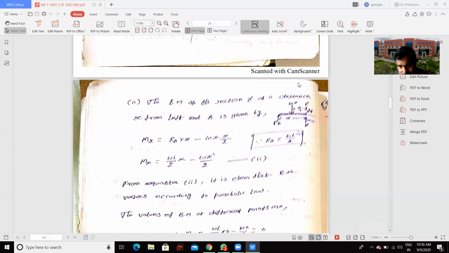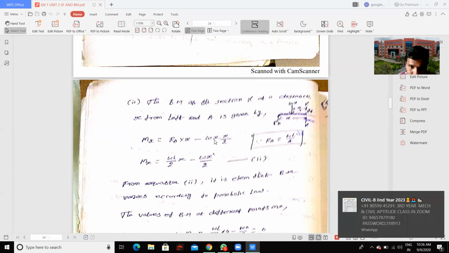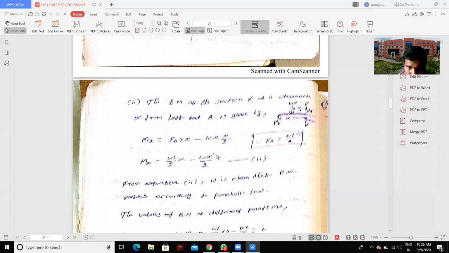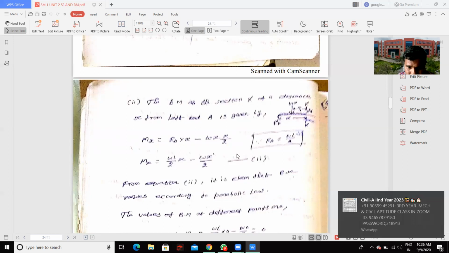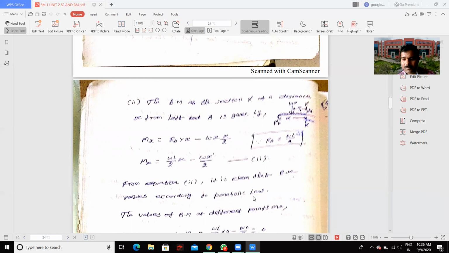This UDL is converted to a point load, W into x, and Wx into this distance x by 2. So minus, because this is looking like a downward load. Towards the section it is anticlockwise direction. Therefore minus Wx into x by 2. So RA into x minus Wx into x by 2. Therefore, RA is WL by 2, so WL by 2 into x minus Wx square by 2. Here you can see the equation in terms of x square, so it is clear that the bending moment varies according to the parabolic law.